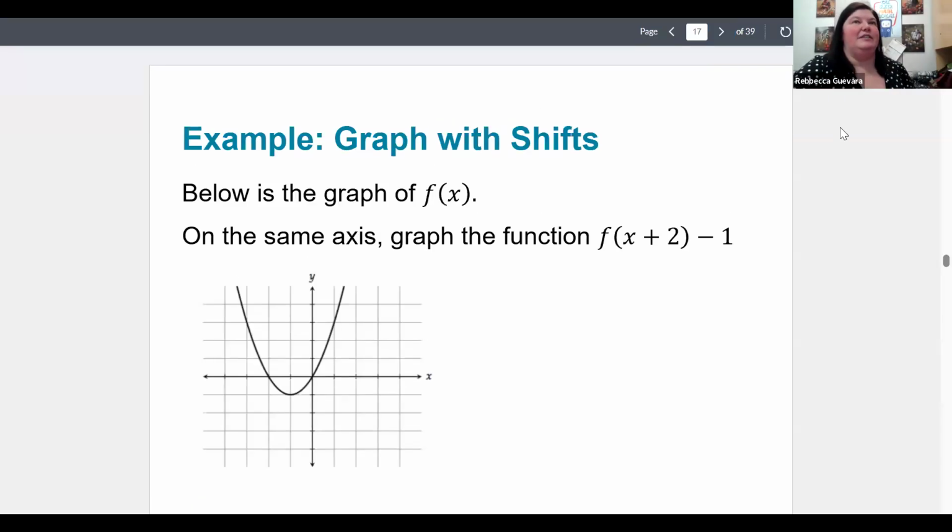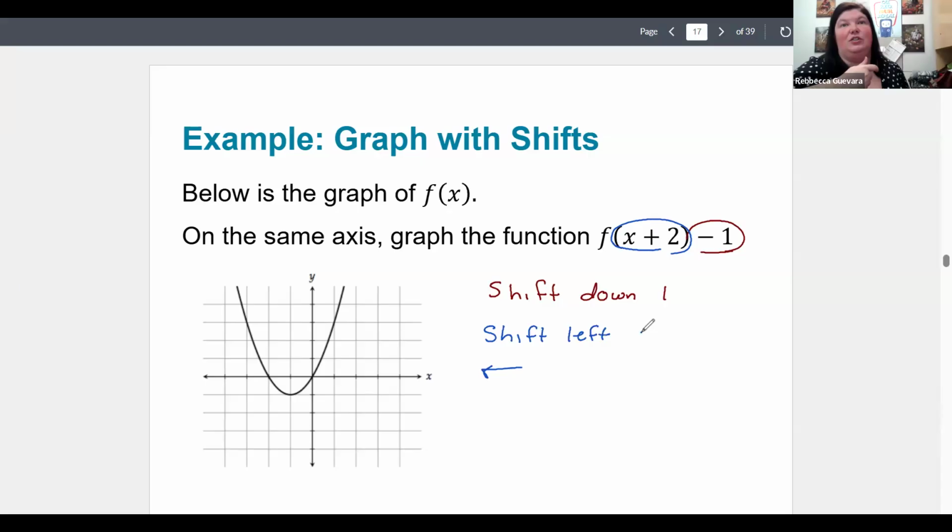Now we have the same f of x, but now we're going to graph f of x plus 2 minus 1. So we could do this all at one time. We don't have to do it in groups either. So we know that, according to this, we're going to shift down by 1. And then according to this part, because we're directly on the x and we're adding 2, that means we shift in the negative direction. So we're going to shift left 2.